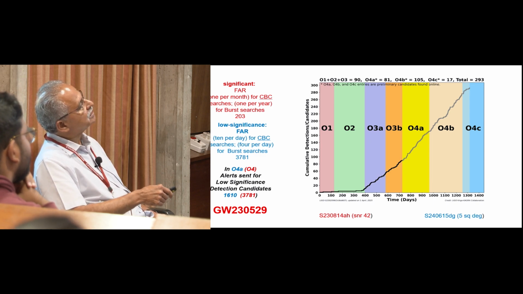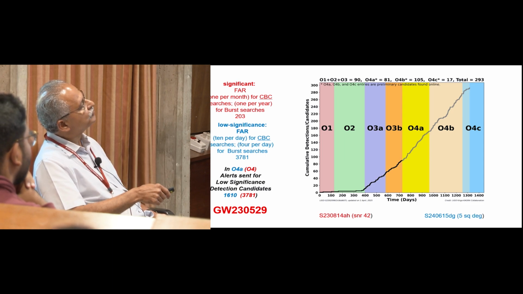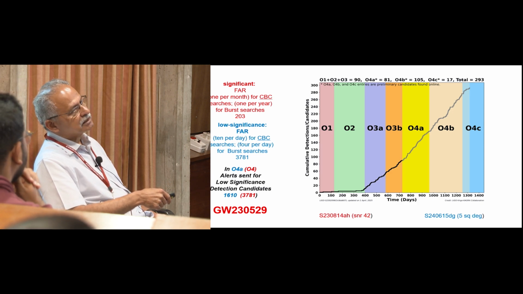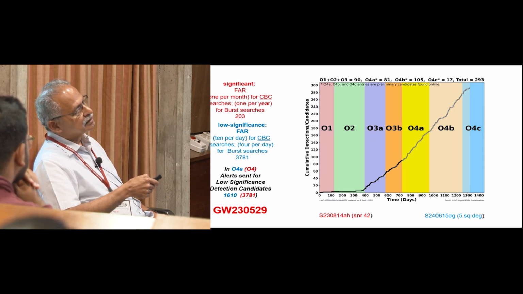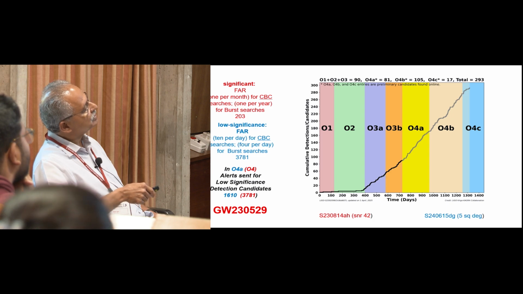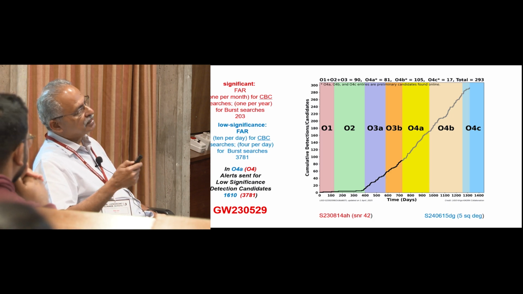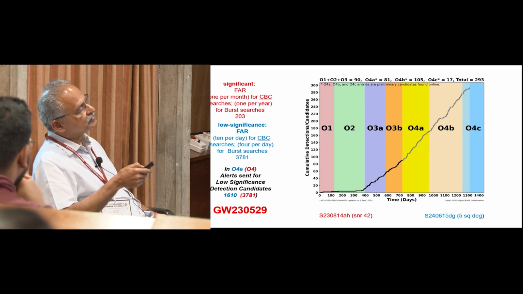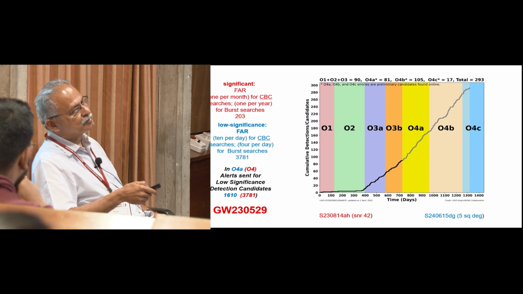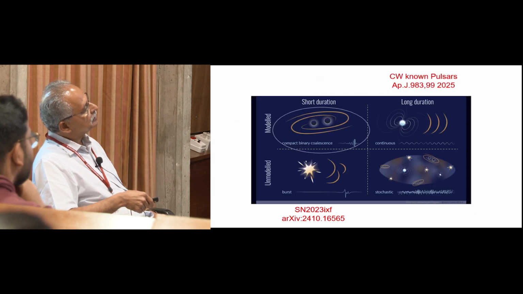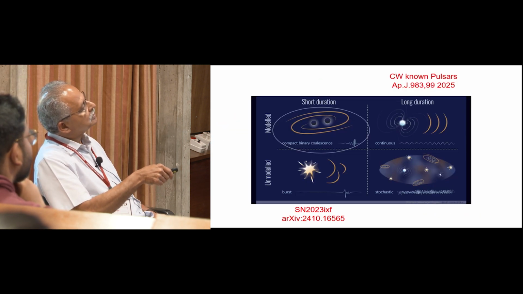We used to send alerts only for significant sources. Now, even for non-significant sources which have low significance, we send out alerts. And some of our electromagnetic colleagues look for counterparts from these kinds of sources, because we really don't know what gravity wave strength corresponds to an electromagnetic counterpart.